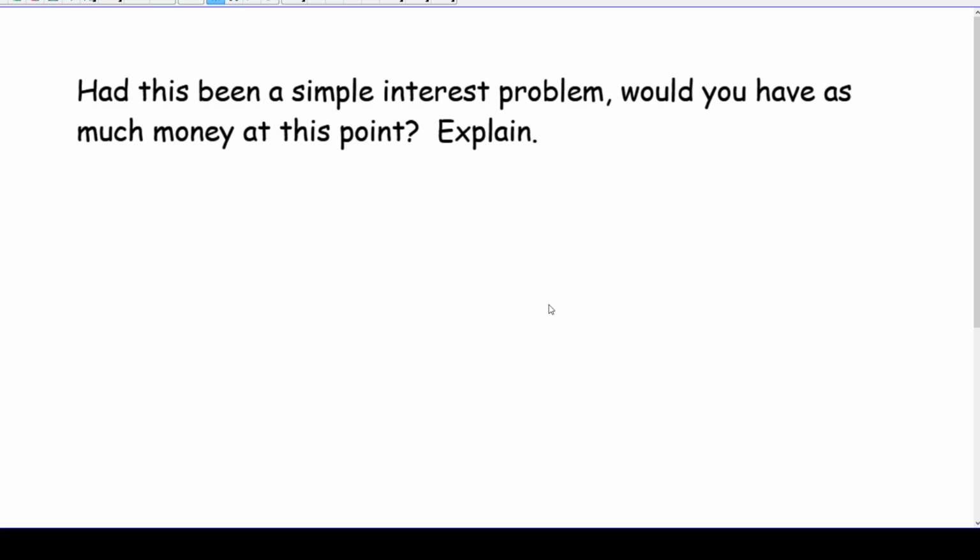Now it says, had this been a simple interest problem, would you have made as much money at this point? And I'm sure you already know the answer to this, but let's just actually calculate it. If I did my simple interest formula of I is equal to PRT, now I'm going to do it for the full 4 years. So at the end of the 4 years, I'm just going to check what we had on our spreadsheet here. I don't think I closed that window. After 4 years, we had 1,147.52.